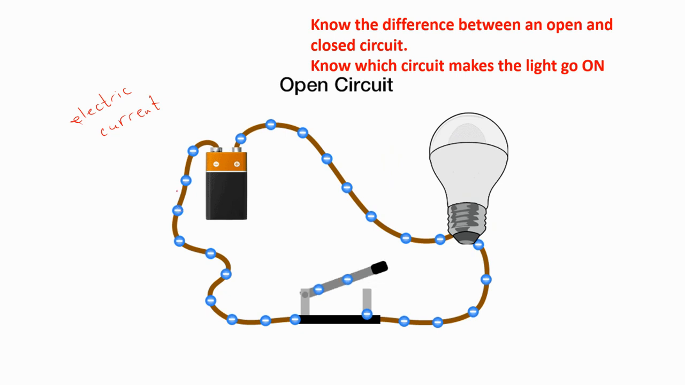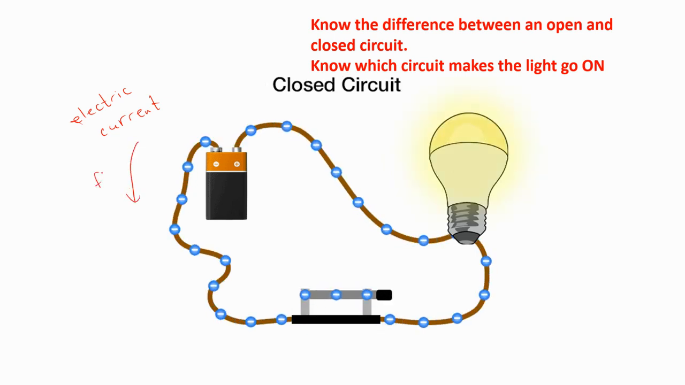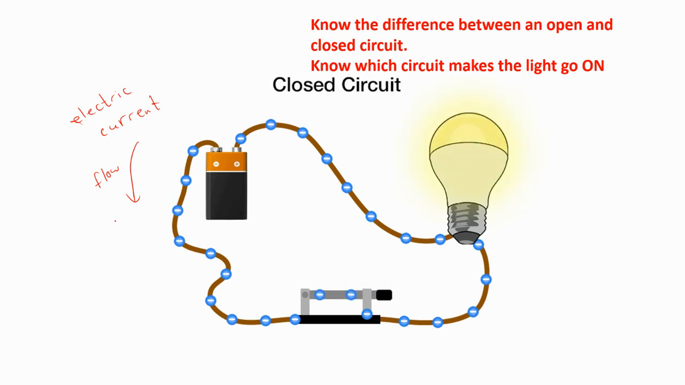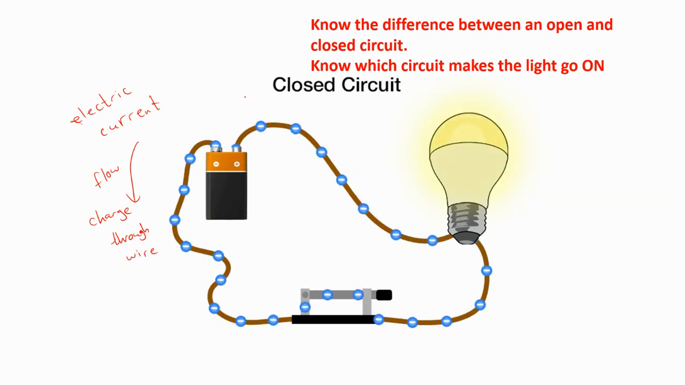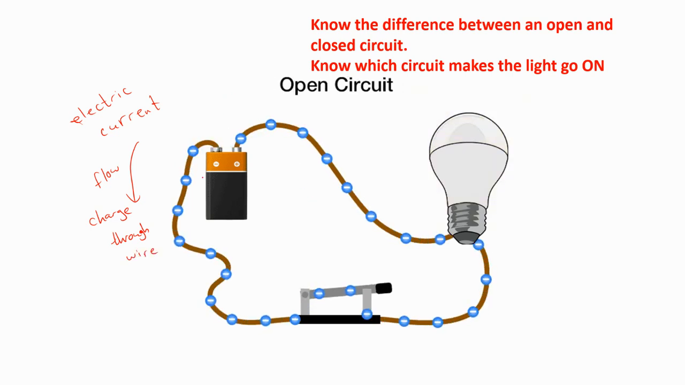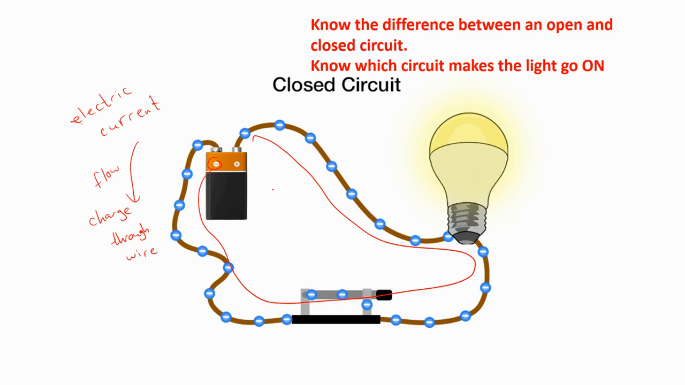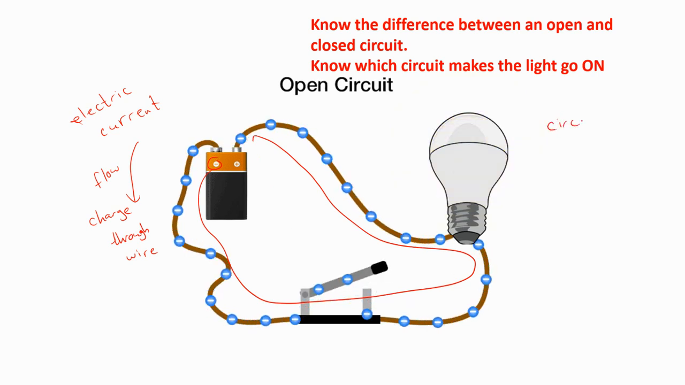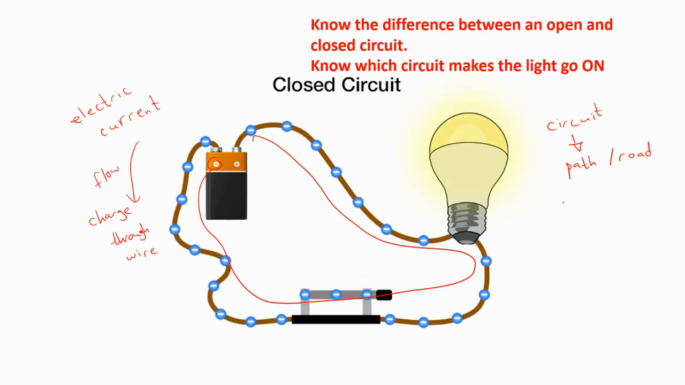So these little blue things, as they are moving, it is the flow of electric charge through a wire. So as these charges move through the wire, we call this electric current. The path that it's moving on, so from here all the way around to the other side, is what we call a circuit. So the circuit is basically like a road or a path that the electricity travels on.